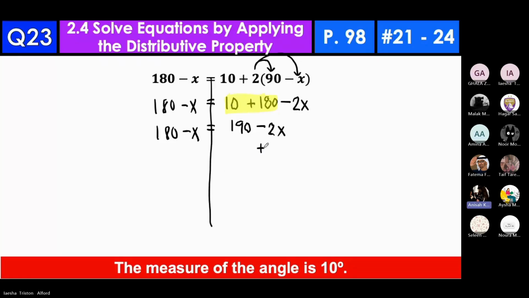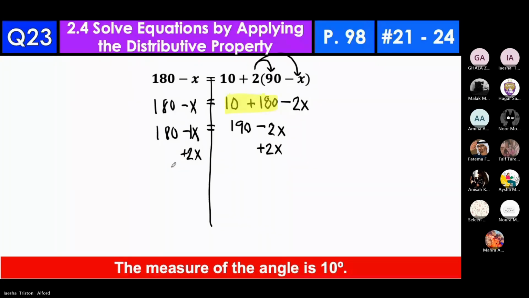So here we can solve. Positive 1x on both sides, well, the negative 2x is smaller. So I put 1 there. So this one, you got 180. Negative 1x plus 2x makes positive 1x. The equal, keep it down. 190. Negative 2x plus 2x is 0. So 190 subtract 180.